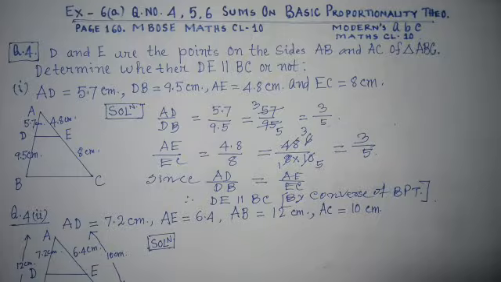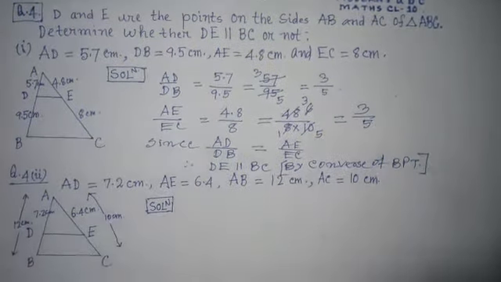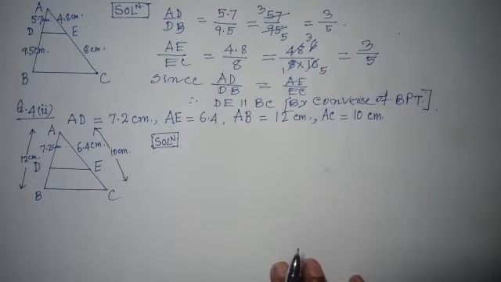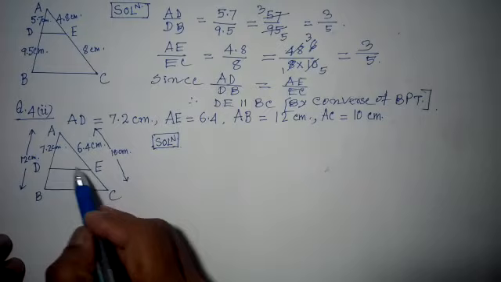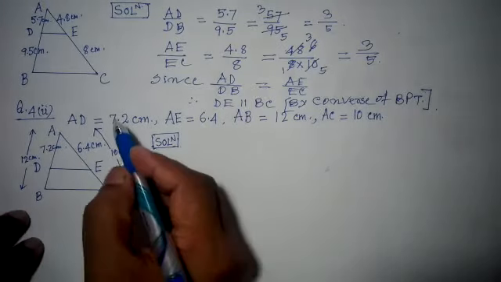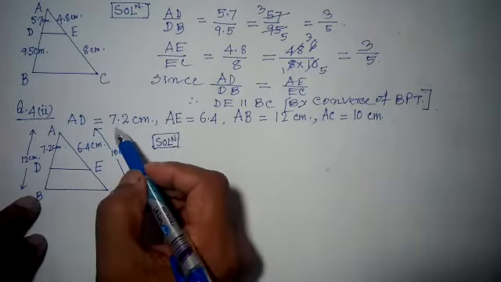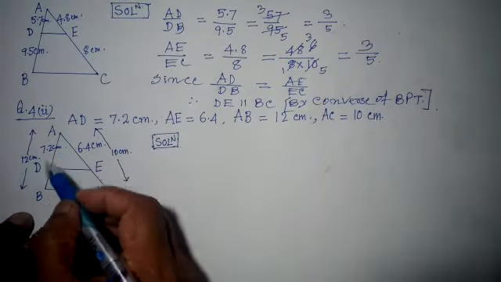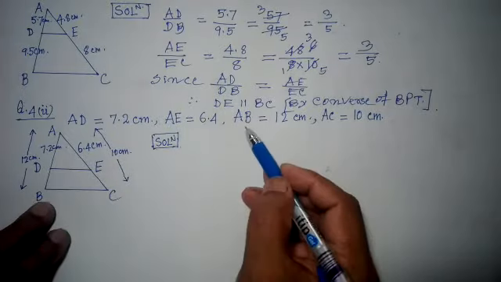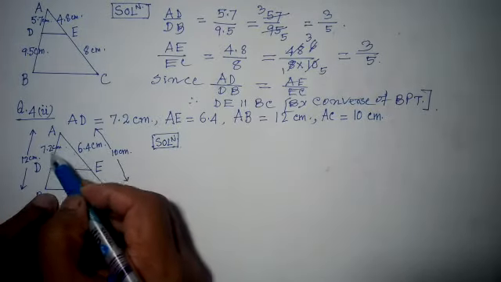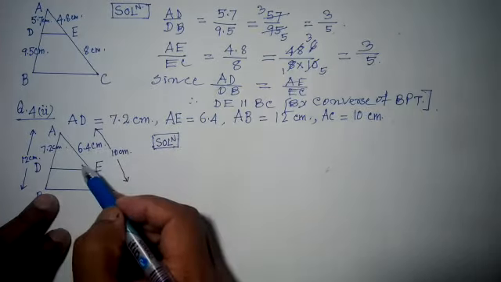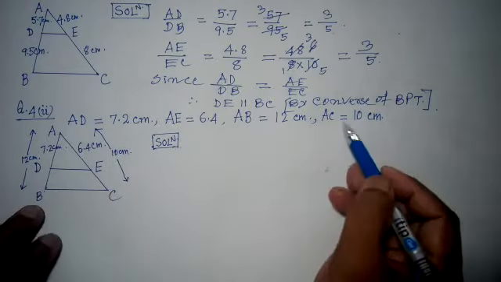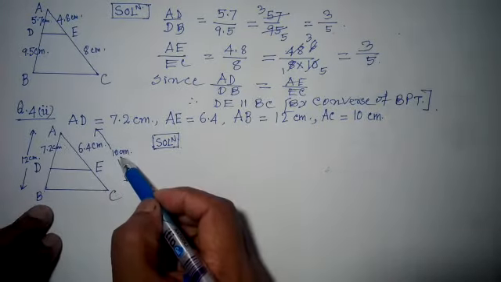Look, this question number 4.2. The similar question we have to check whether DE is parallel to BC or not. In the same way, we will find here solution C. Here the values given, AD is 7.2 and AE is 6.4, AB is 12. This AB, the whole length 12, and AC also whole length 10 is given.